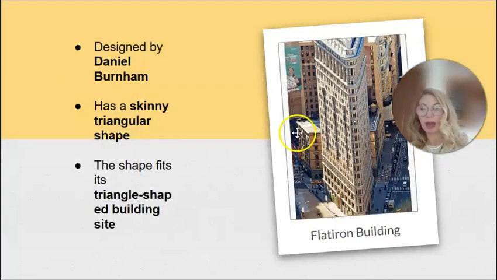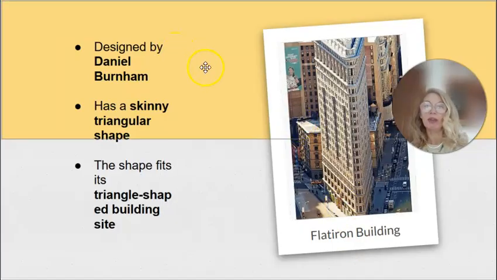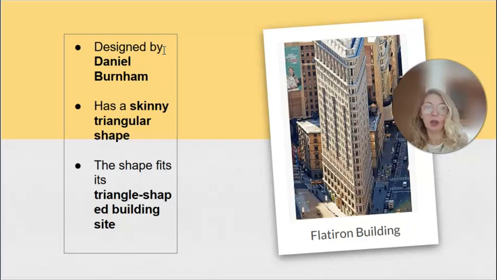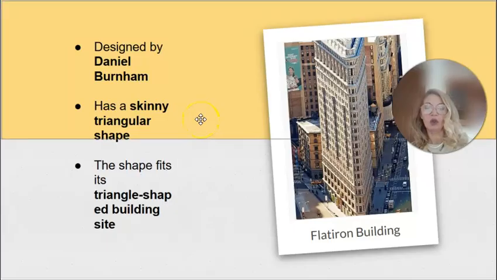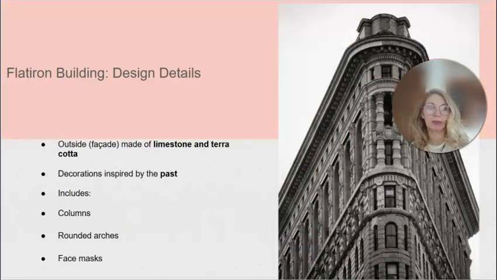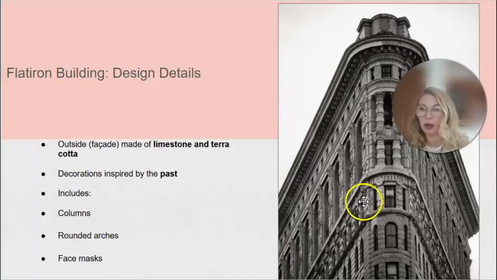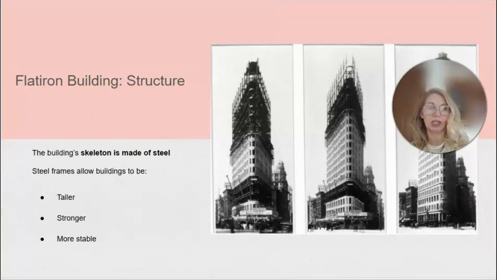Okay, in Unit 2, we talked about the Flatiron Building. Here's some interesting points about it. It was designed by Daniel Burnham. It has a skinny triangular shape, and the shape fits its triangular shaped building site. That's why they made it a triangular shape. Additionally, the outside or the facade is made of limestone and terracotta. The decorations were inspired by the past, and those decorations include columns, rounded arches, and face masks. If you zoom in on this picture, you will be able to see all of those things.